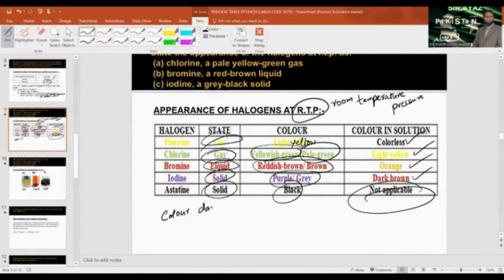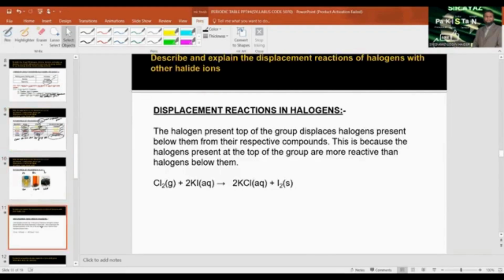Color darkens down the group. Or you can write the reverse argument. The reverse argument will be color becomes lighter up the group. So you move from down to up.